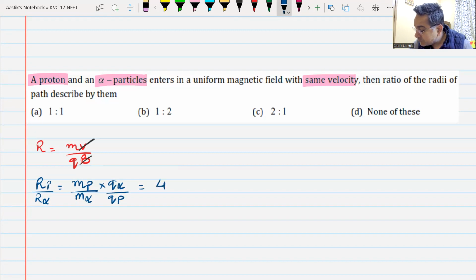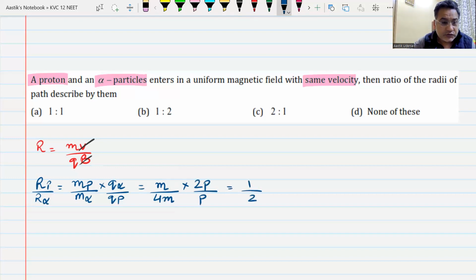Mass of the proton will be m, mass of the alpha particle will be 4 times m, charge of the alpha particle is 2p, charge of the proton is p, and directly you will get the ratio as 1 is to 2. Do we understand this, everyone? 1 is to 2 is the answer. This is, I've already given them as a standard result so that you can get the answer straight away.